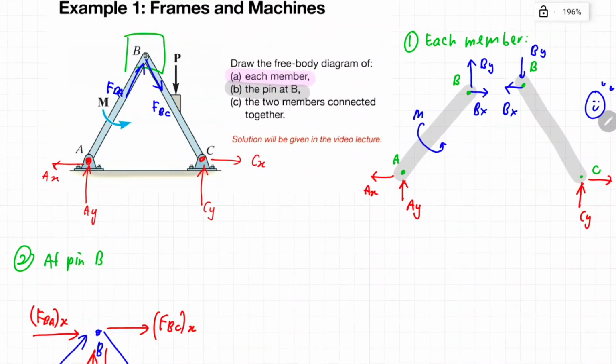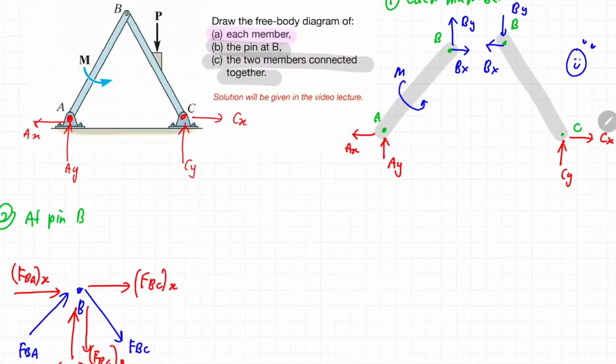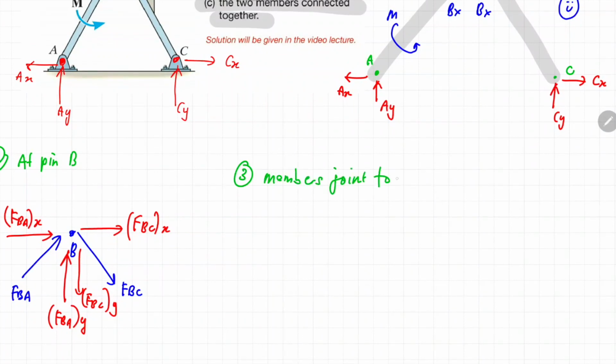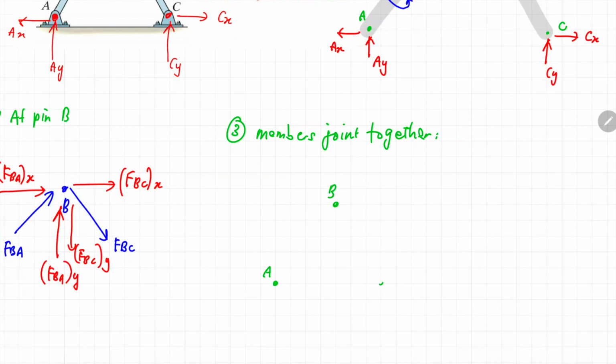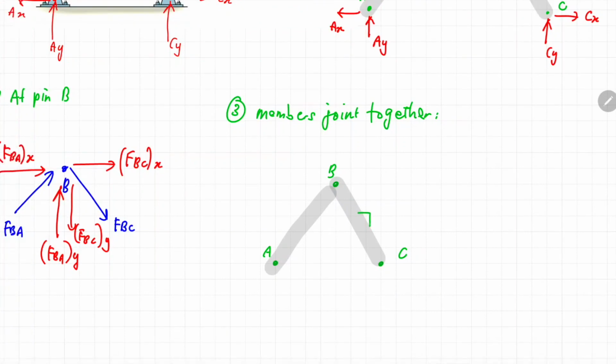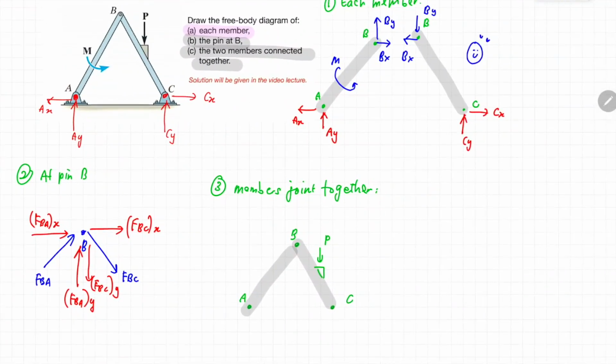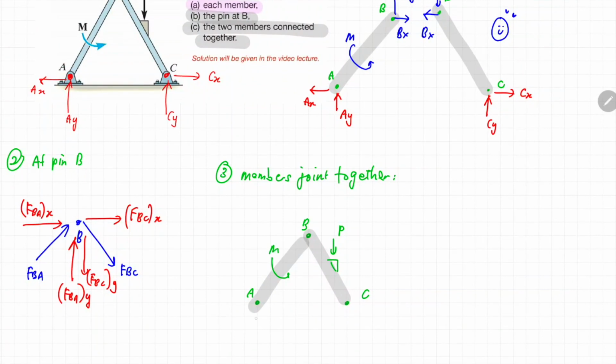It's done. Now the final part of the question asks you to draw the free body diagram if the two members are connected together. So basically, you are redrawing the diagram that I showed earlier. There are two members, AB and BC, which are connected together. It looks like this. There is a vertical force of P acting on member BC and there is a moment acting on member AB. At joint A, it's a pin connected joint, so there is a vertical force of AY and a horizontal force of AX acting on it, whereas at joint C, there is a vertical force of CY and a horizontal force of CX acting on it. Okay, that's done.